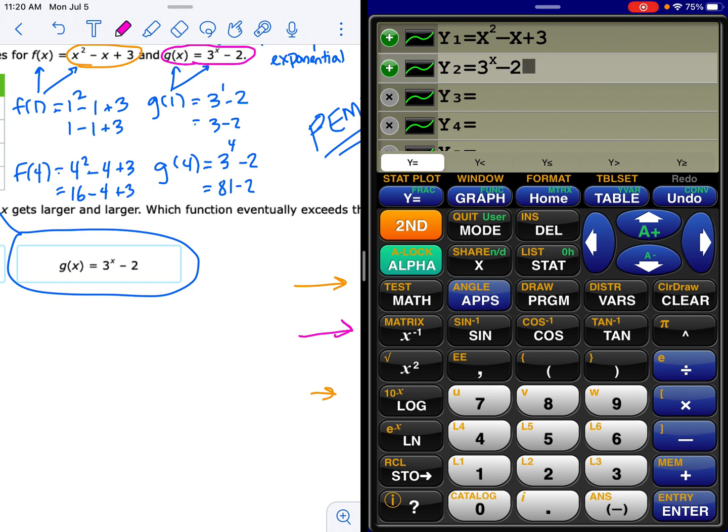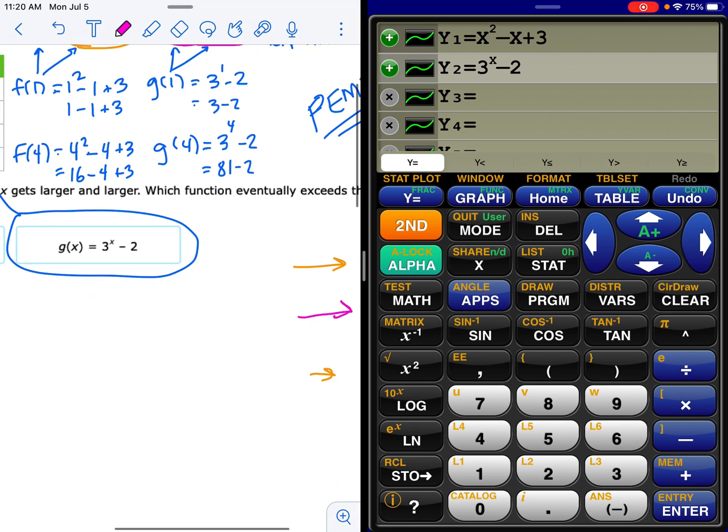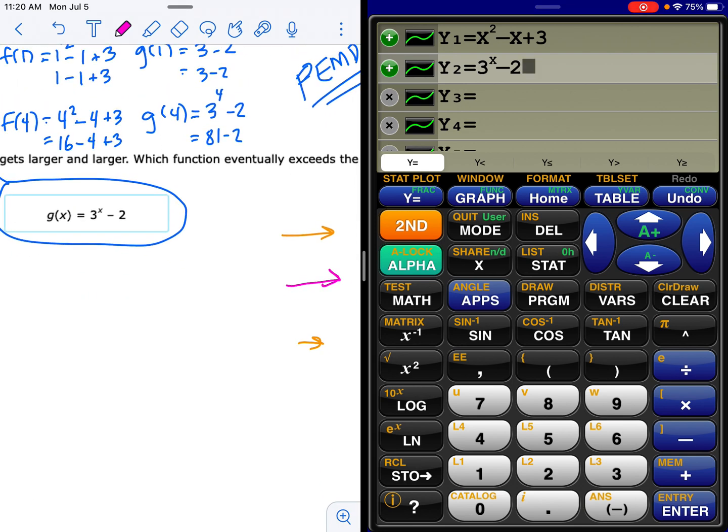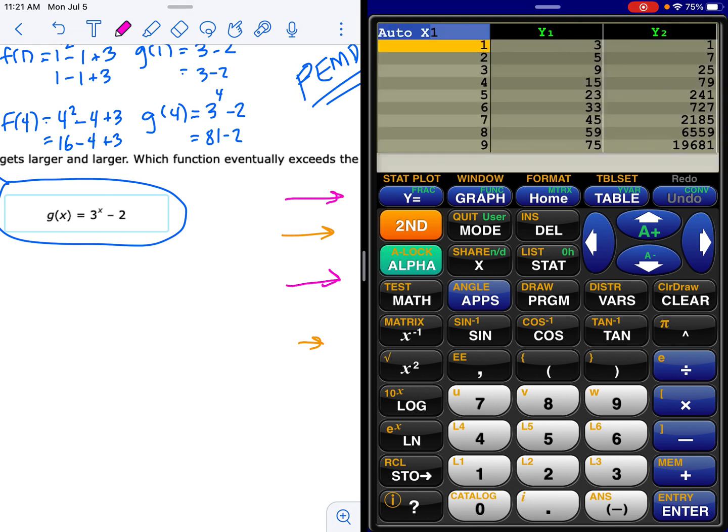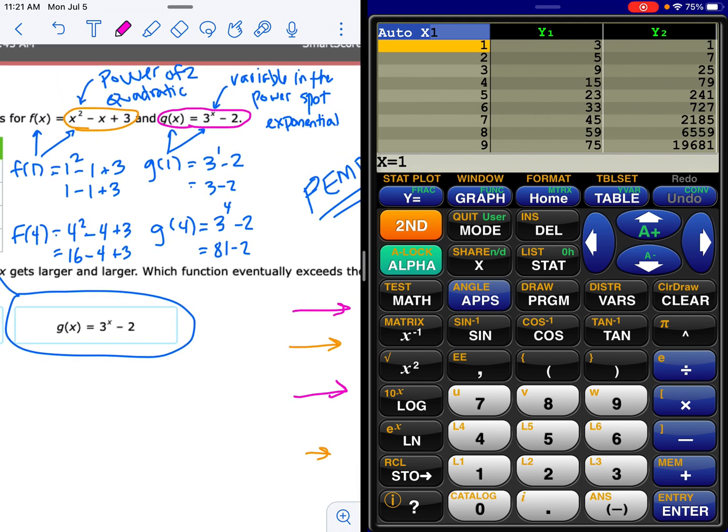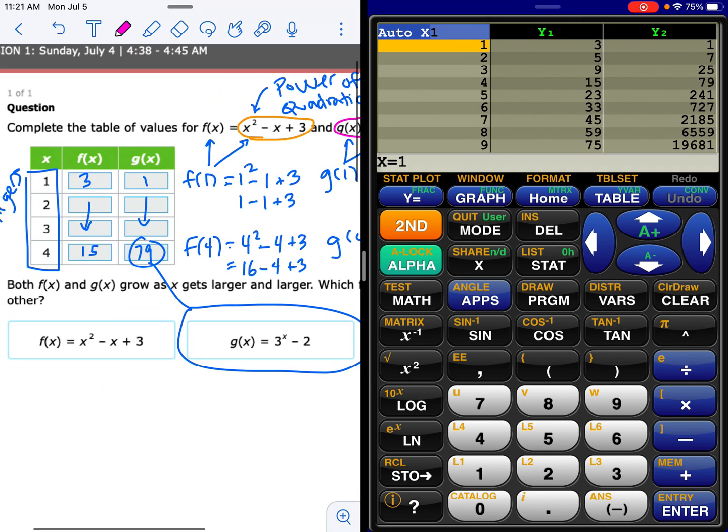Okay, so now that I have these in here, I can go to the table, and the table is in the top row, almost all the way over to the right, but second to the right. So I'm going to hit the table key, and then we can see those values. When x is equal to 1, the quadratic, let me come back down here because we filled these in, is 3, and the exponential is 1. When x is equal to 4, the quadratic is 15, and the exponential is 79.